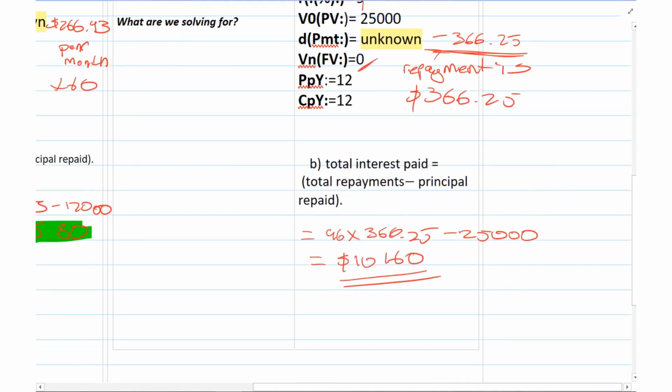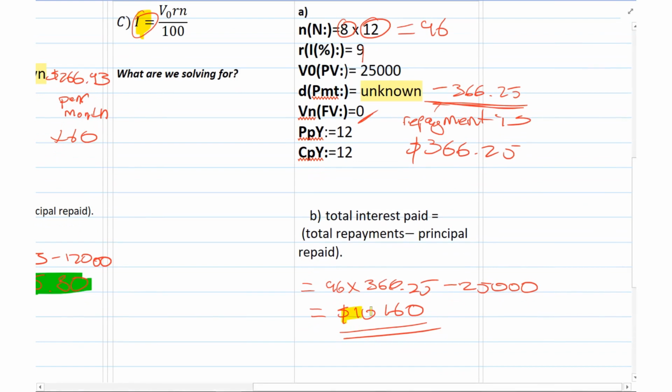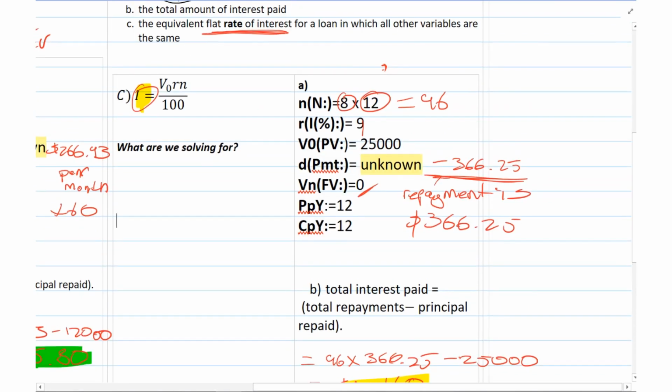because that is this value here. So the value, let's highlight that, is the same as this. So when it says here the flat rate of interest, that means I'm actually after R. So let's rearrange it first in terms of R. So R equals 100I over V0 times N.